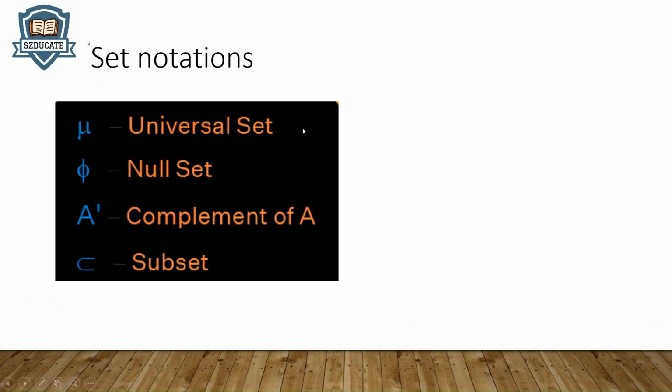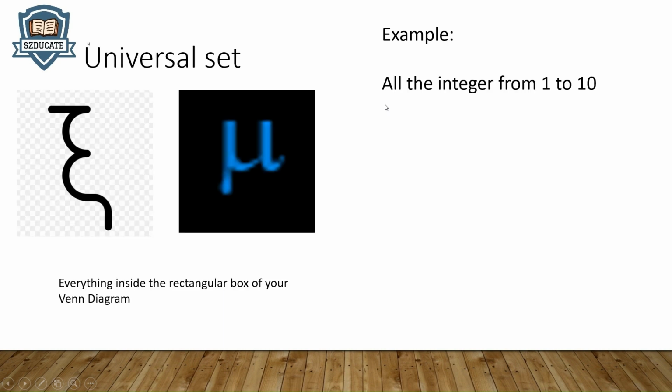Okay, first, all the set notation that you need to know. Universal set. You see the symbol is this. Sometimes there could be others. We're just going through that later. Null set. What is a complement of A? What is a subset? We'll also be going through union. What is intersection?